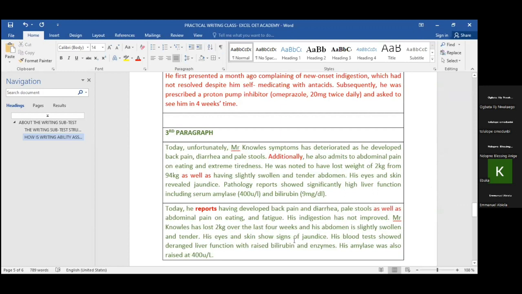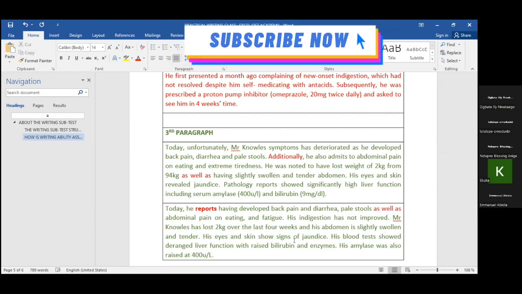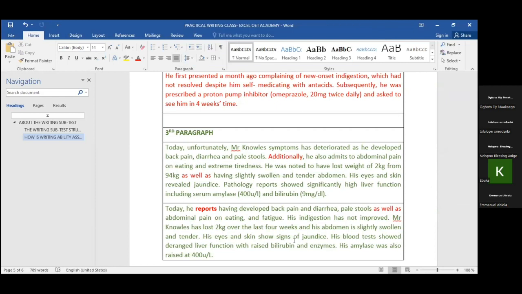So as well as, see, as well as appeared here again. So it will not be nice for you to say, today, comma, he reports having developed back pain, comma, diarrhea, comma, pale stool, comma, abdominal pain on eating and fatigue. No. Tweak it. Today, he reports having developed back pain and diarrhea, comma, pale stool, as well as abdominal pain on eating and fatigue. Okay, full stop. And I said his indigestion has not improved. Okay, this is a simple sentence. You can use some simple sentences.